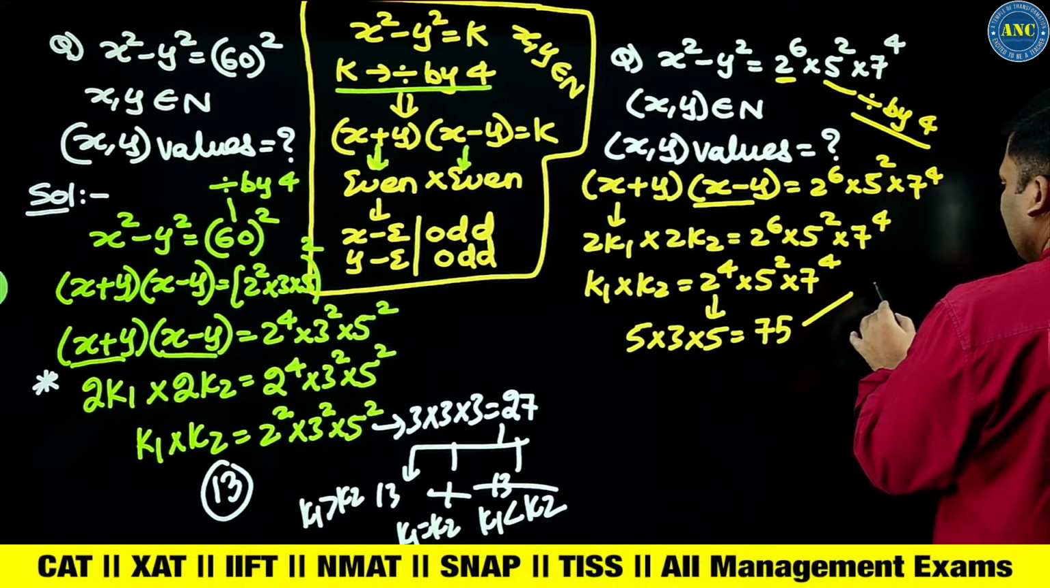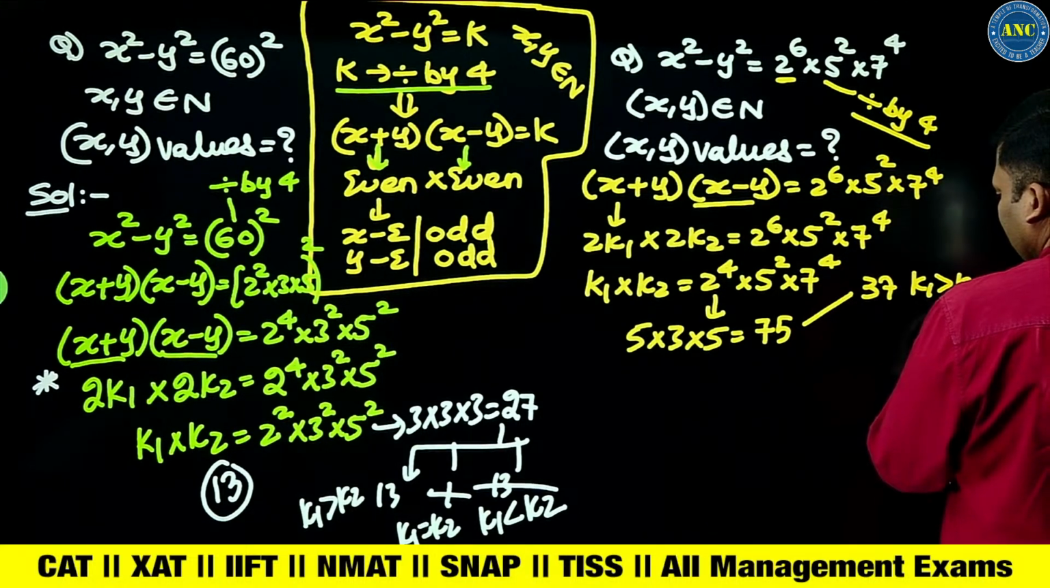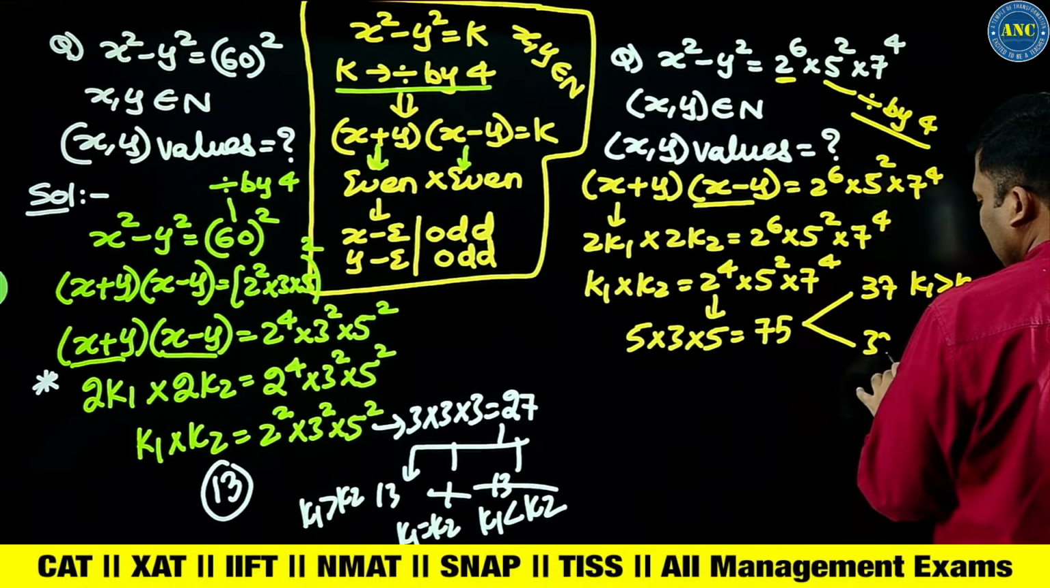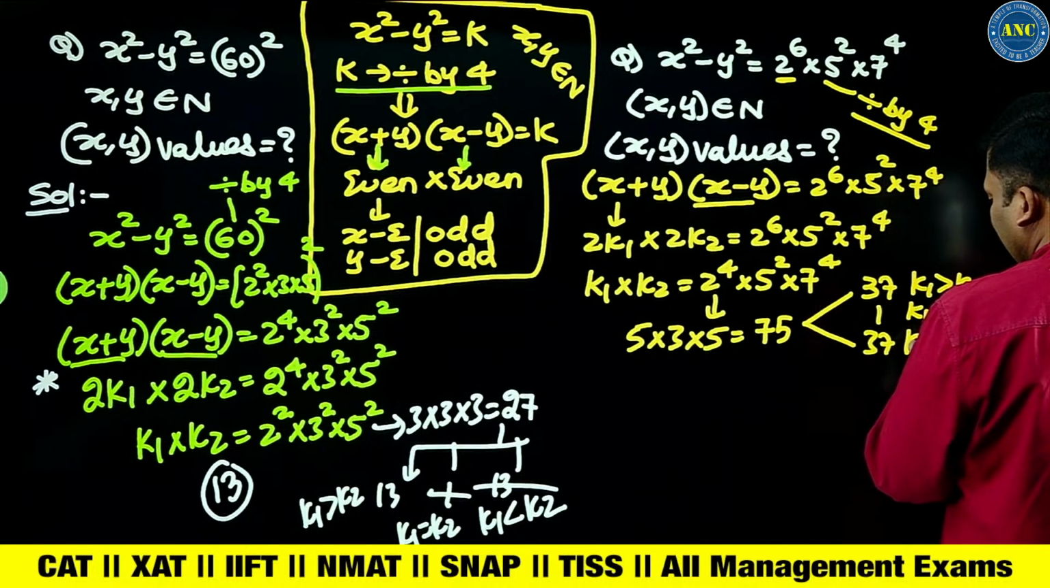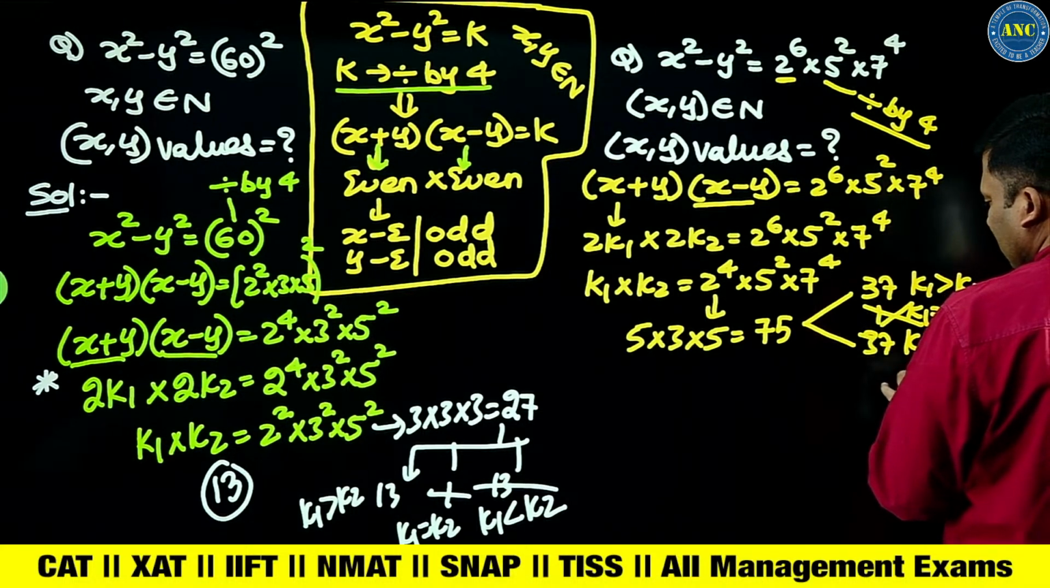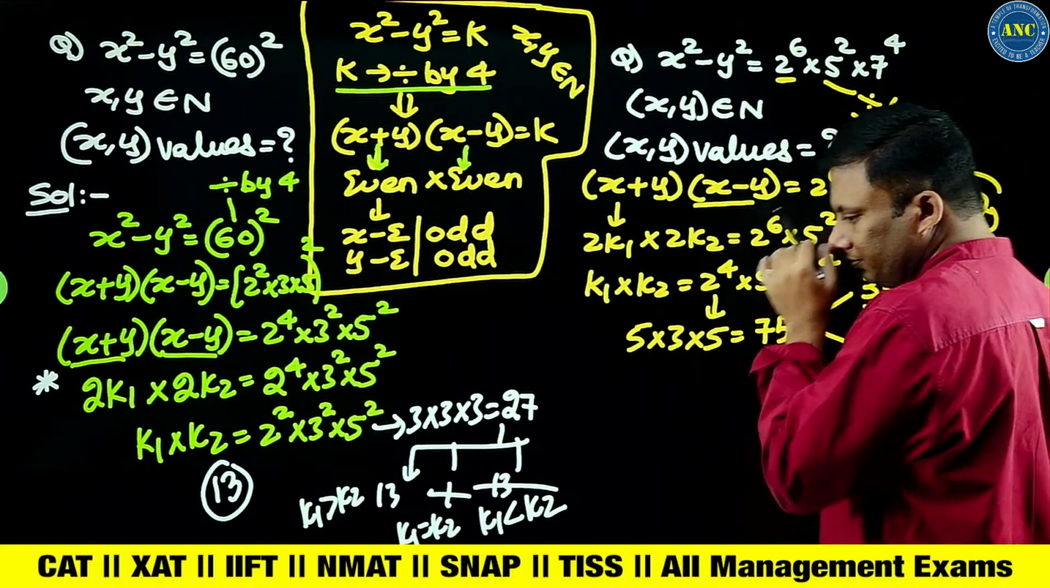75 means 37 cases k1 greater than k2, 37 cases k1 less than k2, and one case k1 equivalent to k2. It is y0. The answer for this question is 37.